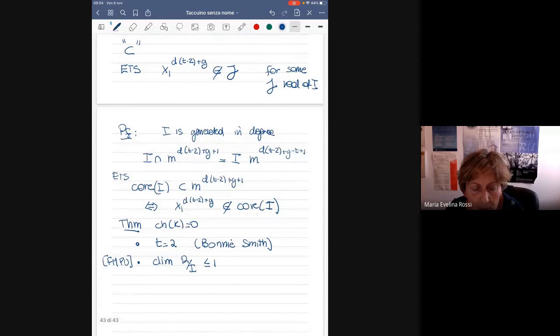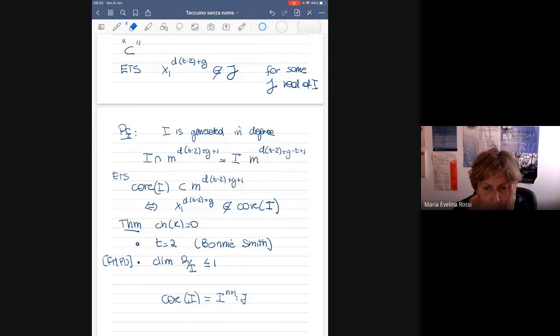Remember, even in the primary ideal, reduction number 2 is not the expected reduction number, because remember last time I showed a theorem: if you had the expected reduction number, then we knew exactly what the core was, just that formula, J I to the reduction number plus 1 colon J. Remember that formula here? Yes, colon J to the n.